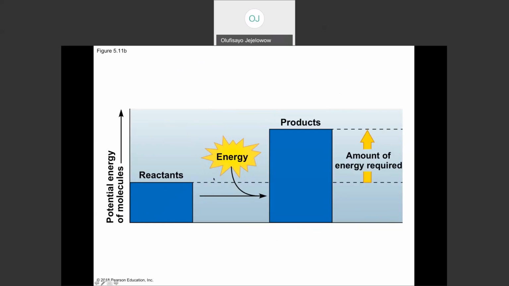This is an example of an endergonic reaction. Reactants have less energy than products, so energy input during the reaction makes the products have more energy. This is the amount of energy required for the reaction to take place, and the product will have more energy than the reactants in an endergonic reaction.